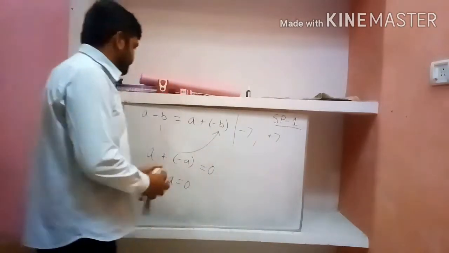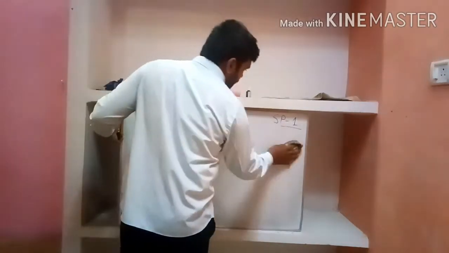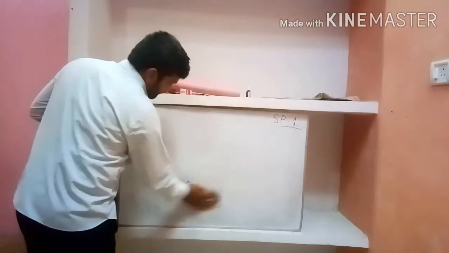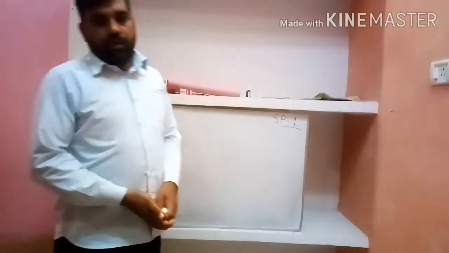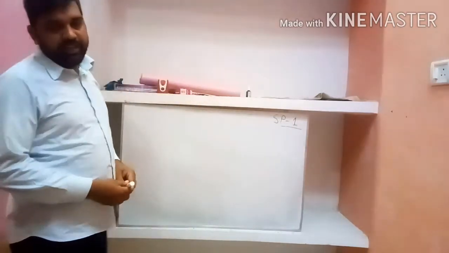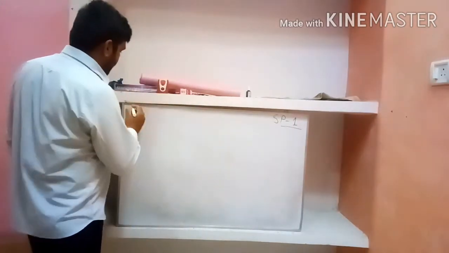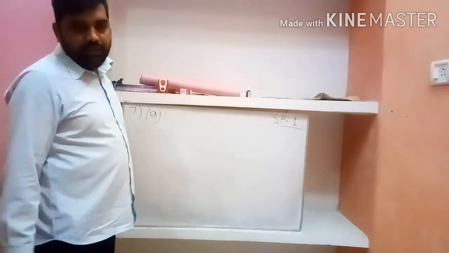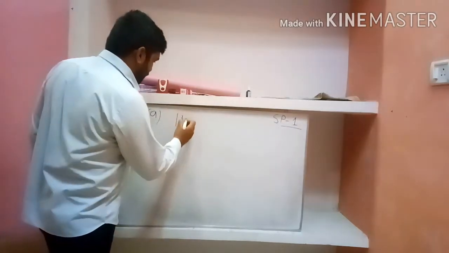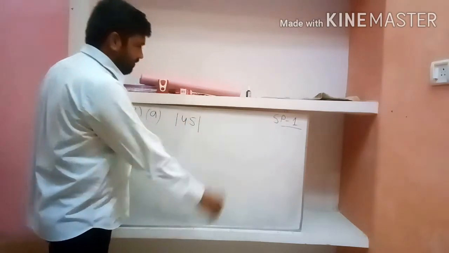Hello students, today we will do the revision of lesson 1, integers. Self practice 1. See the questions in self practice 1, the 7th question, 7th A. Write the opposite of the absolute value of 45.